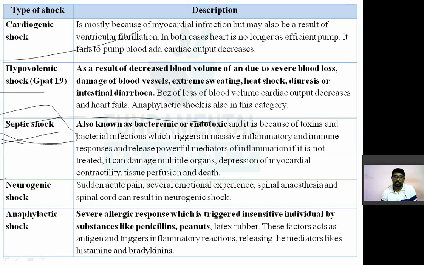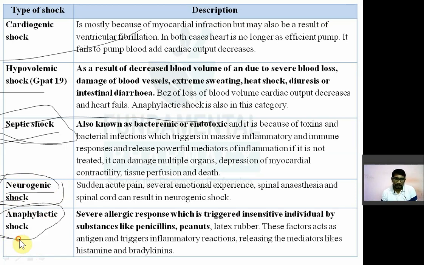Now neurogenic shock means sudden acute pain, severe emotional experience, spinal anesthesia, spinal cord injury that can result in neurogenic shock. Neurogenic shock means damage to the nerve. Suppose you have an injury to the spinal cord, that will result in neurogenic shock. Very severe pain can result in neurogenic shock. Very strong emotional stress can result in neurogenic shock. Now next one is anaphylactic shock.